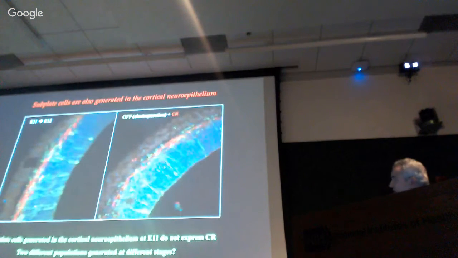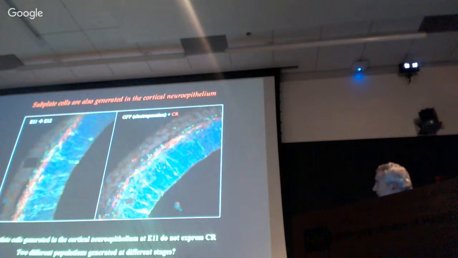We also did another experiment: we injected a plasmid with GFP into the ventricle and did an electroporation. The cells dividing took up the plasmid, and we see that some subplate cells are labeled, and they extend gradually to reach the preplate.